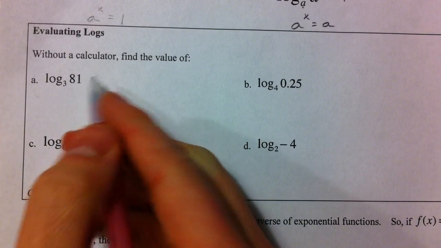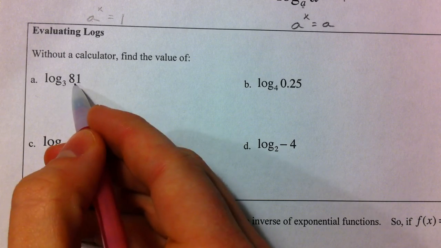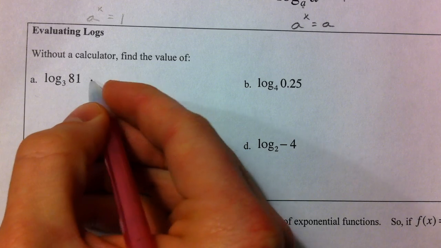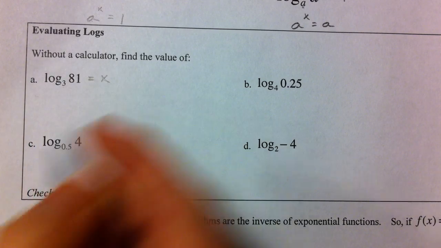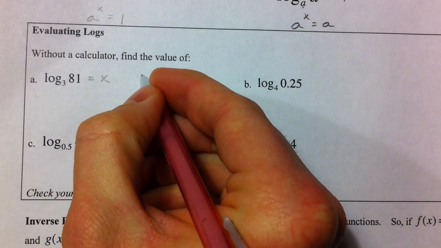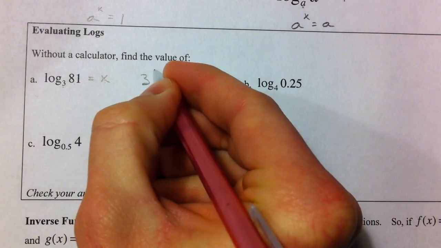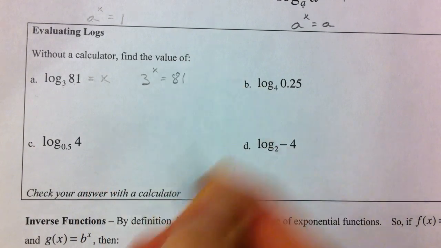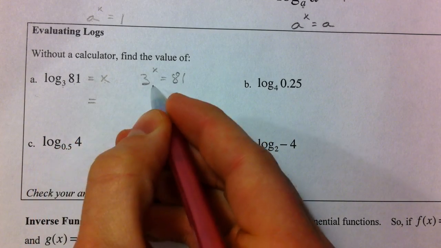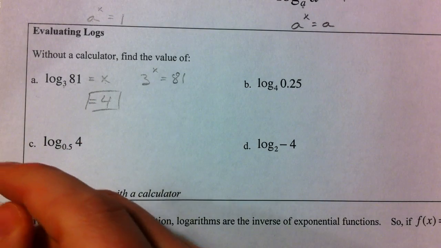Without a calculator, find the value of this. Log base 3 of 81. So with a calculator, we would use the change of base, log of 81 divided by log of 3. Without a calculator, I stick an x over here just to make it easier and change it to exponential form. And think, okay, 3 to what power of x is 81? So then this has got to be equal to 4, because 3 to the 4th power is 81.